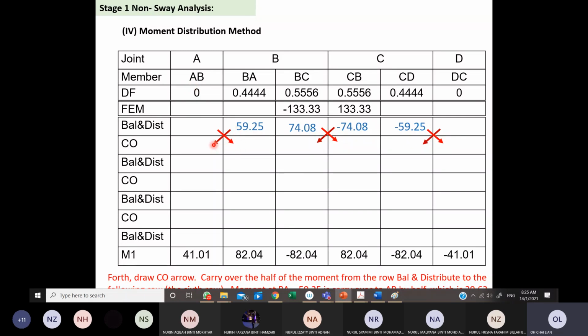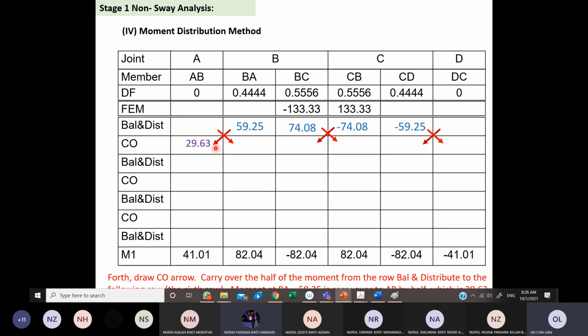Okay, so can you tell me what is the answer for AB at the carryover stage here? How to get this value? Half the value. Yes, you are right. So we will carry over the value at the row before, this moment, and follow this arrow. Half of it, divide by 2 or multiply by 0.5, to get this. Okay, thank you very much.